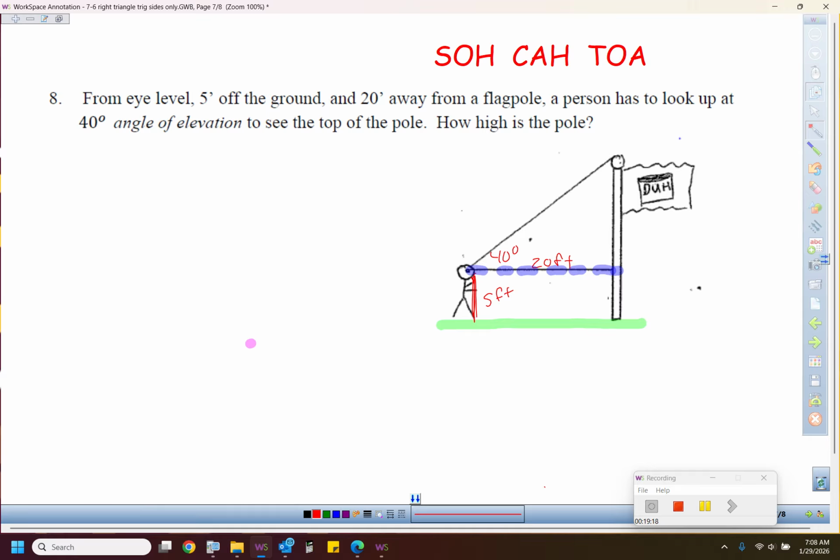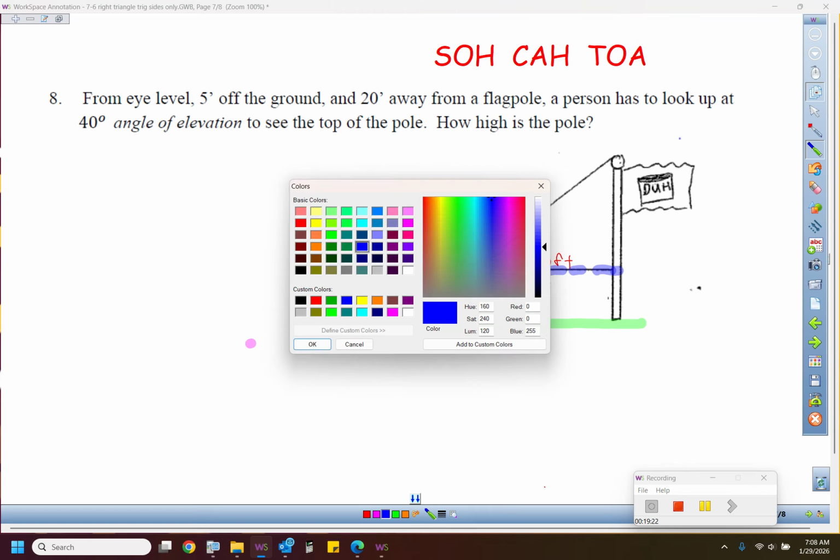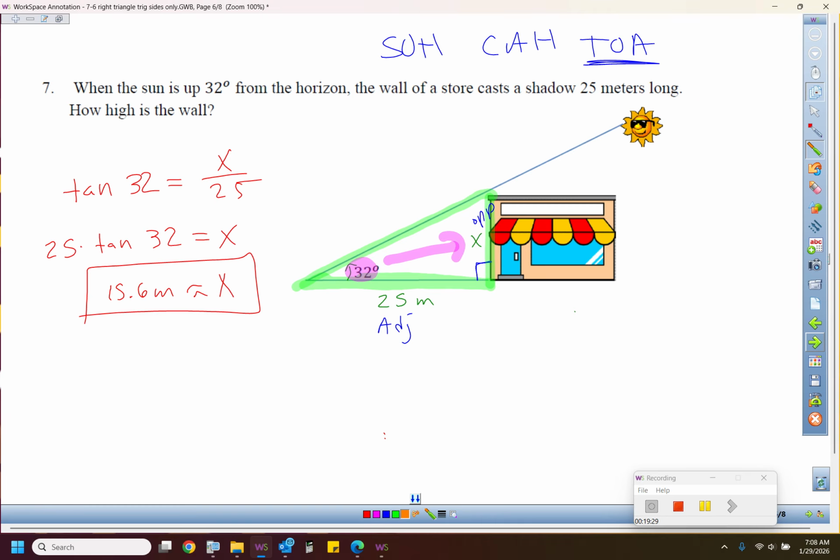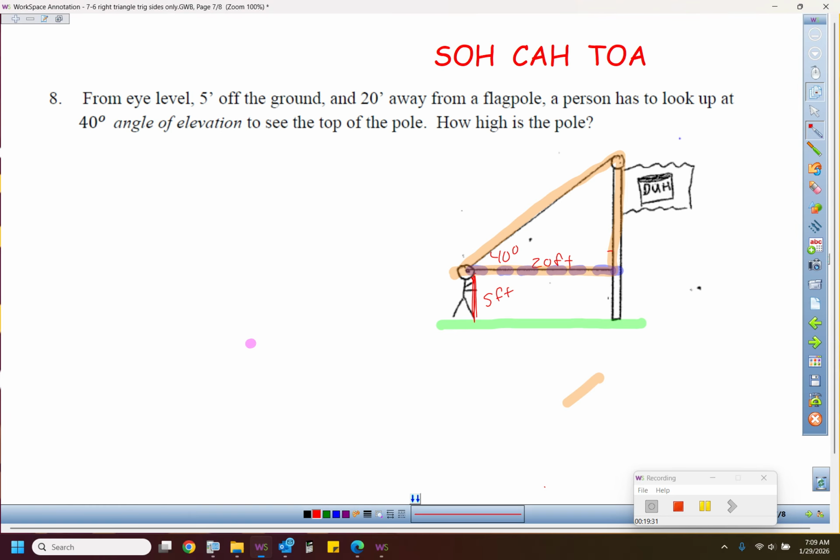They ask how high is the pole? Well, we got a small problem because we can only deal with this orange thing right here. This orange thing right here is making us a right triangle, and we could find that, right? The problem is that's not the entire height of the pole. There's also this remaining down here, which is an additional 5 feet because that's how high the guy's eyes are. So once we find x, we just add 5 to it to get to our final answer.